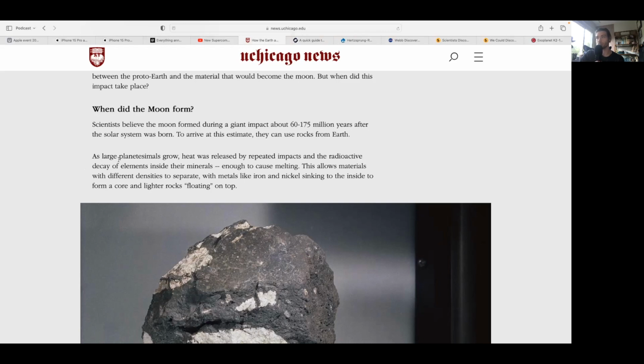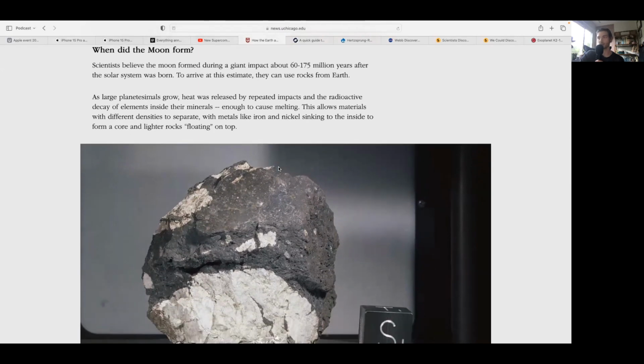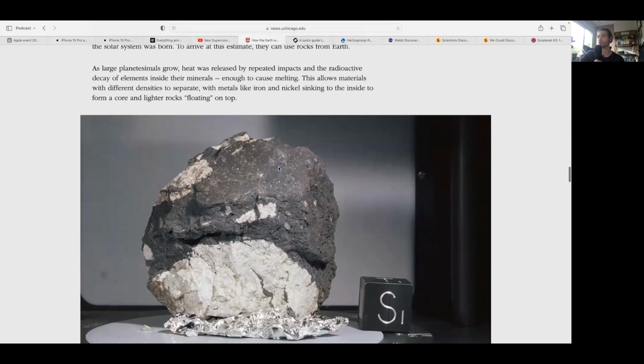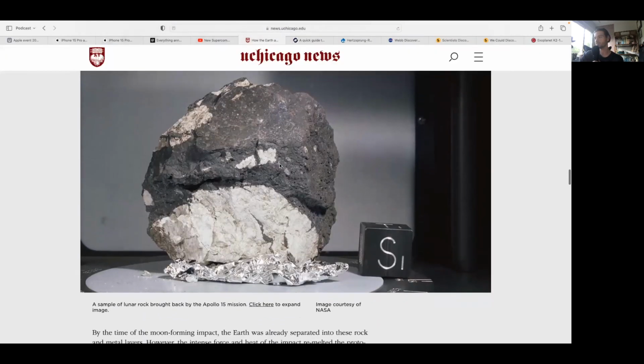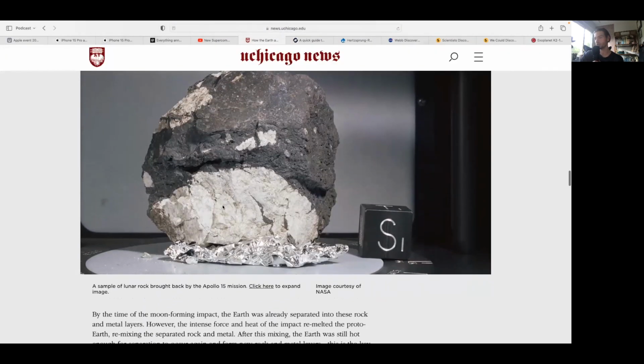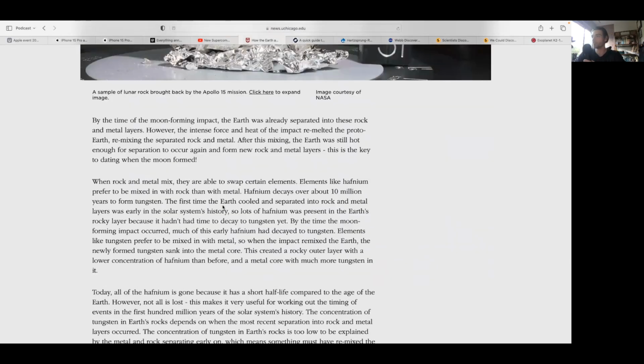As large planetesimals grow, heat was released by repeated impacts and the radioactive decay of elements inside their minerals, enough to cause melting. This allows materials with different densities to separate, with metals like iron and nickel sinking to the inside to form a core and lighter rocks floating on top. And you can see this from an Apollo 15 mission, this lunar rock that was brought back. Very cool. By the time of the moon forming impact, the Earth was already separated into these rock and metal layers.